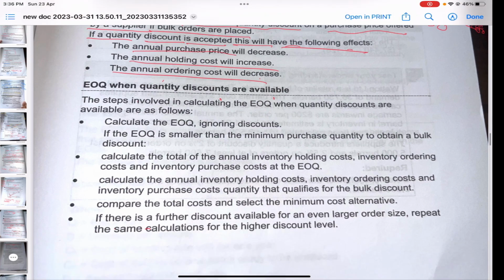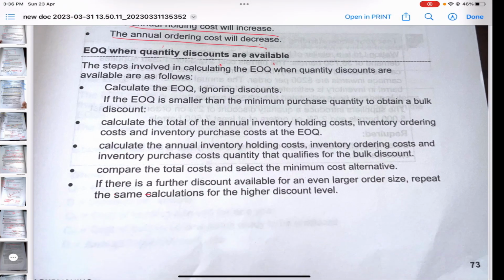Hope that is clear. So now we are going to see how to find the economic order quantity when quantity discounts are available. So do I need to accept the discount or should I not accept the discount? That is what we're going to look into. So the steps involved in calculating the economic order quantity when quantity discounts are available are as follows.